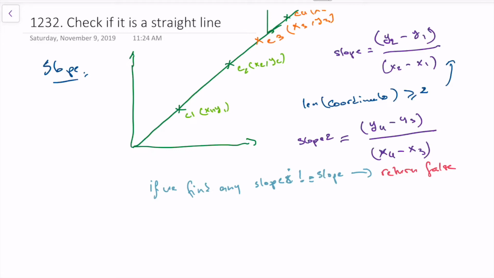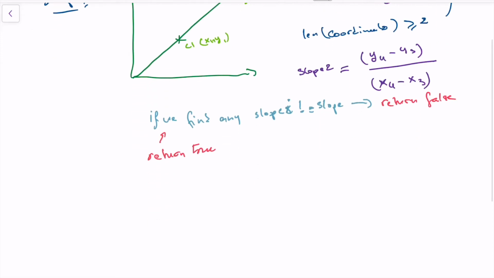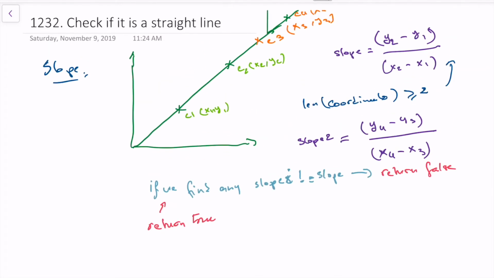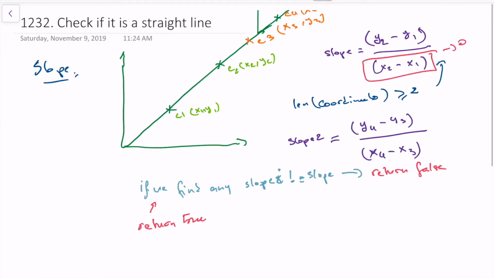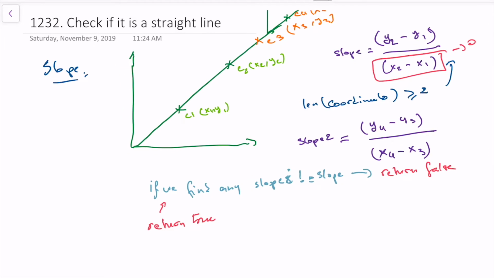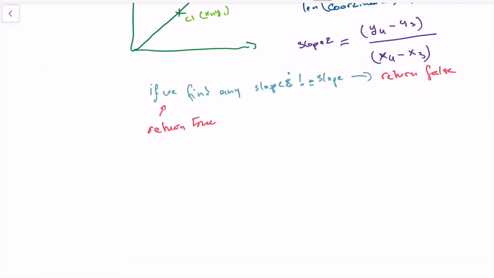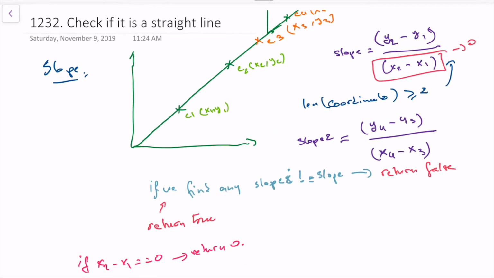Because any 2 points that are on the same line as another 2 points have to have the same slope. And if we don't find any occurrence of this, we can just return true. So that would be a very simple solution. The only thing to worry about is, what if this value here is 0, right? If x2 minus x1 is 0, then we have a problem. We can't divide by 0. So I will handle that case differently by just saying that if x2 minus x1 is equal to 0, I'll just return 0 as the slope. And you will see that works with the problem.